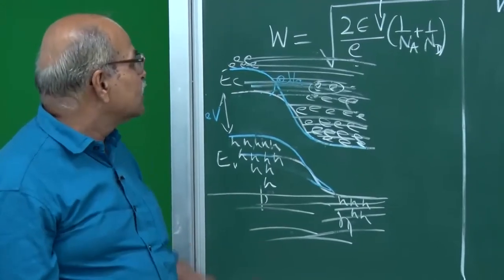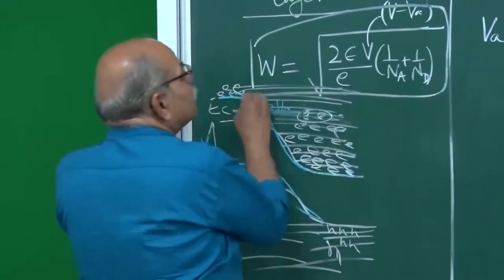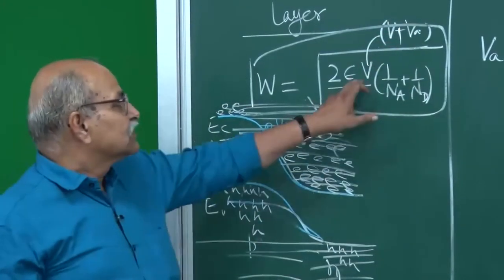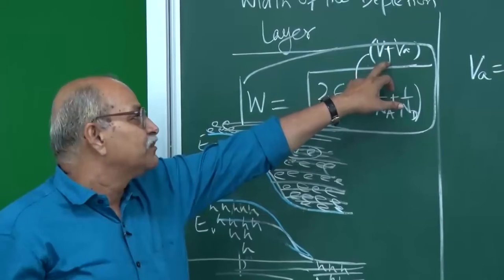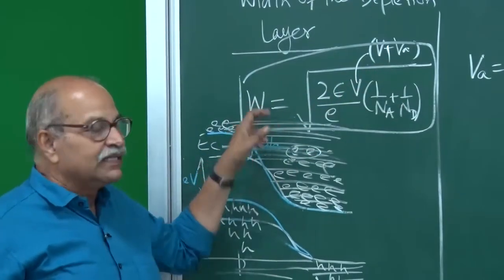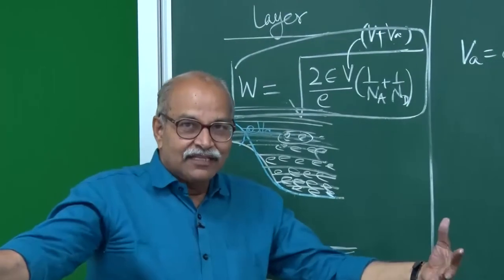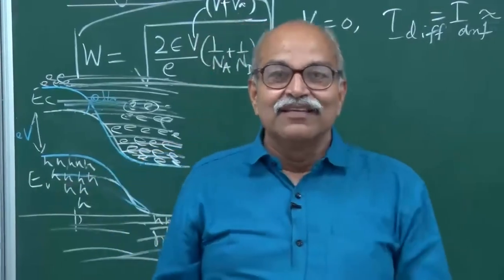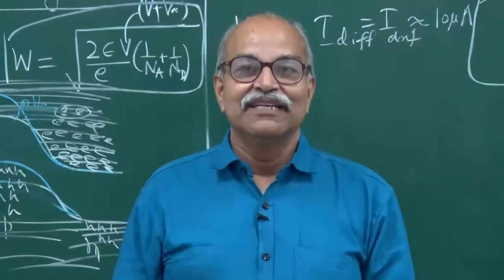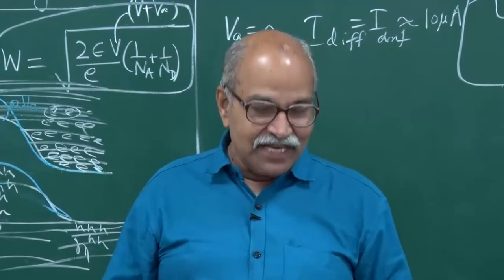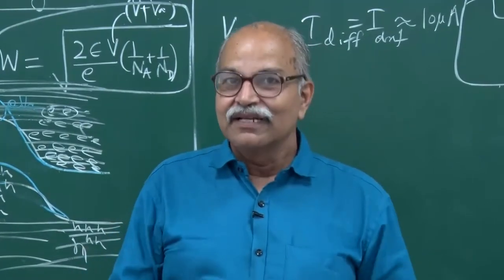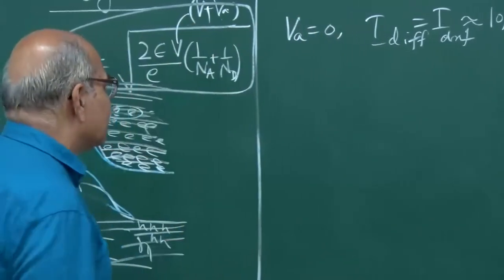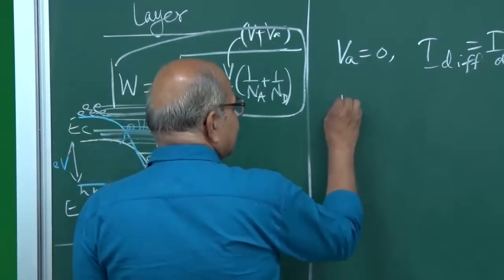Why essentially? Once again, look at this equation. For reverse bias, this will become V plus VA. You have increased that barrier, and therefore this width will be slightly increased, and therefore in a bigger region, a slightly bigger region, you have those thermal generation of EH pairs. And if more EH pairs are generated in the depletion layer, then the drift current will be slightly more. But that's insignificant, and for all practical purposes, you can take that in reverse bias.